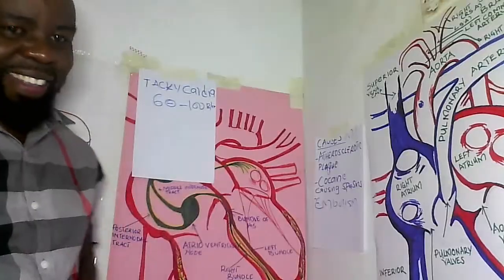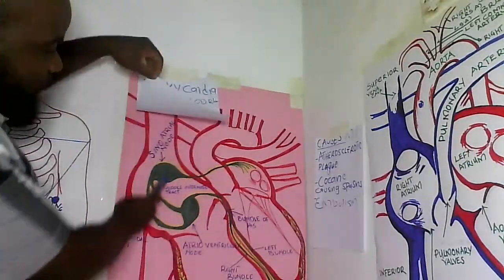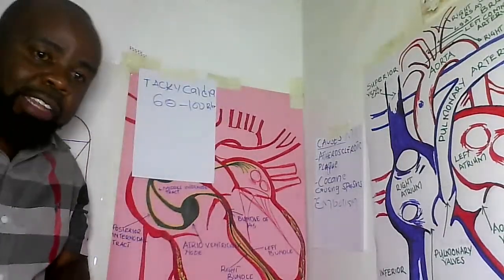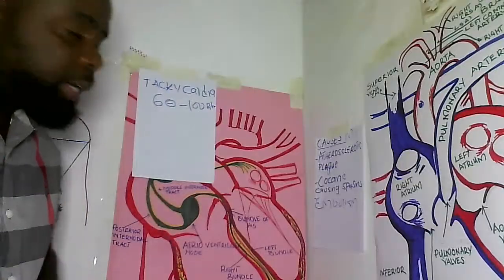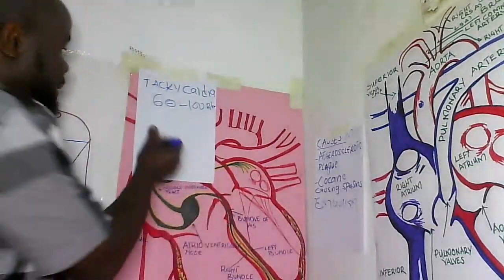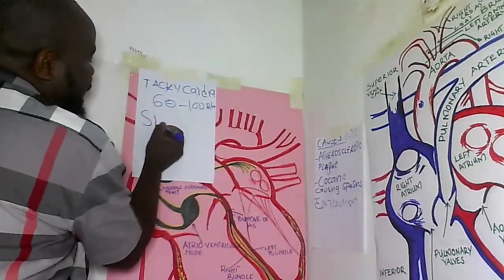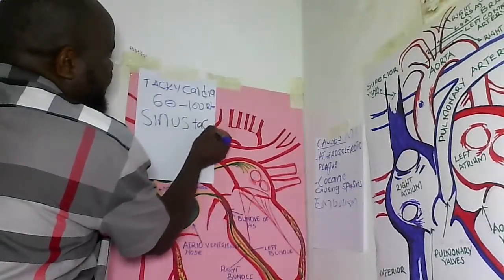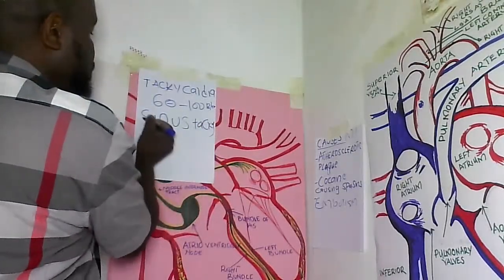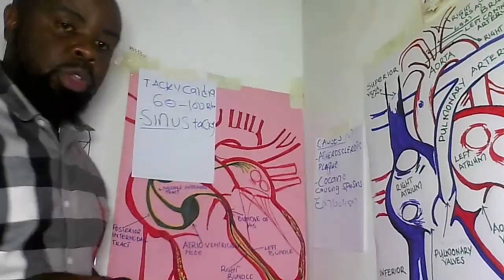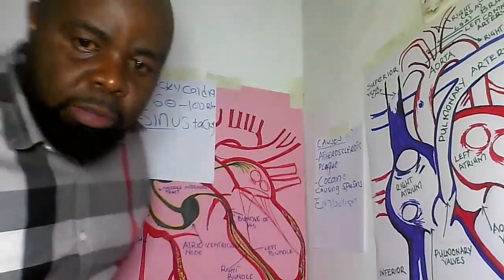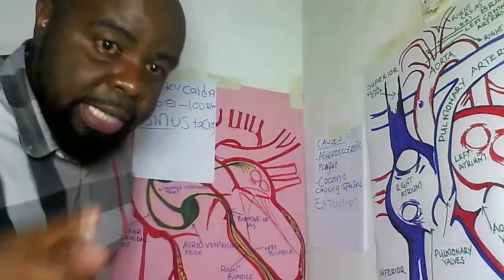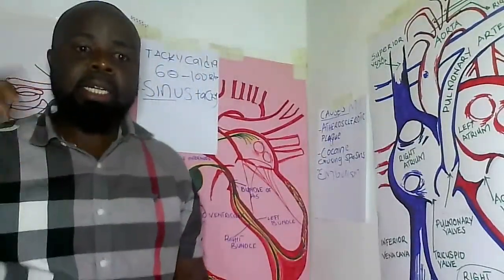Thanks, uncle, thanks. So when this sinoatrial node is beating too fast, it is called sinus tachycardia. You get it? When it is beating too fast, it is called sinus tachycardia.